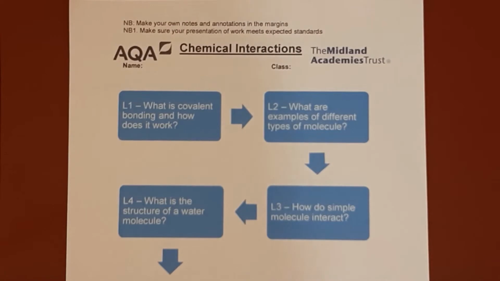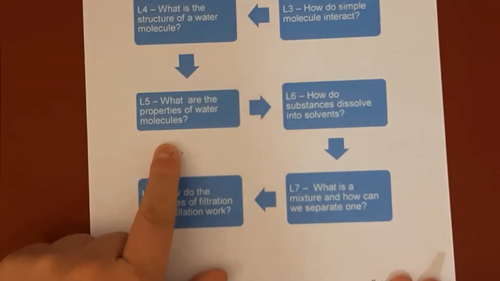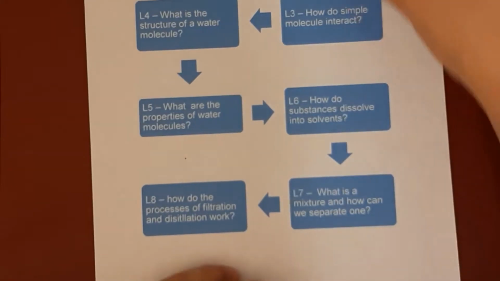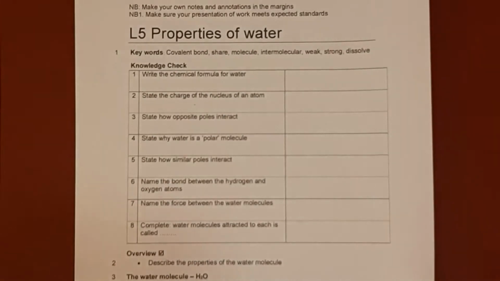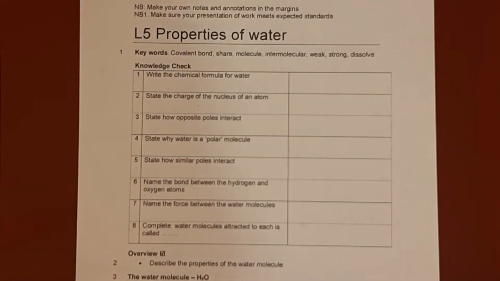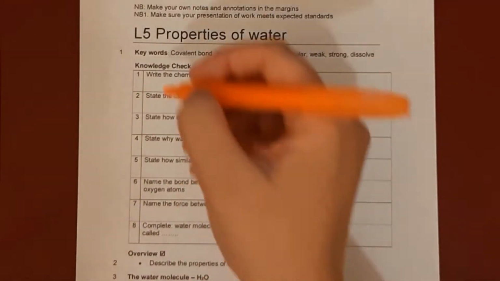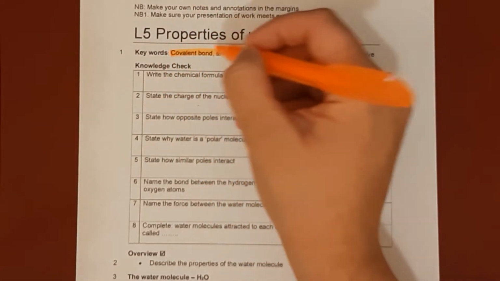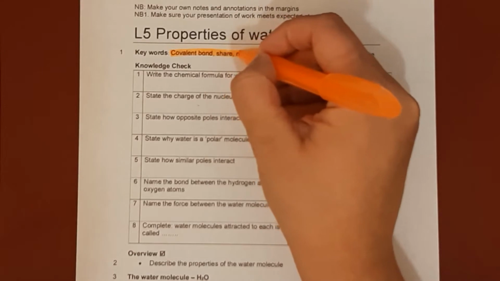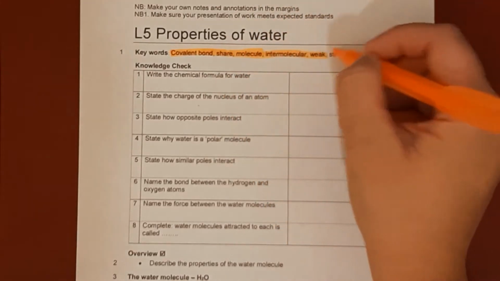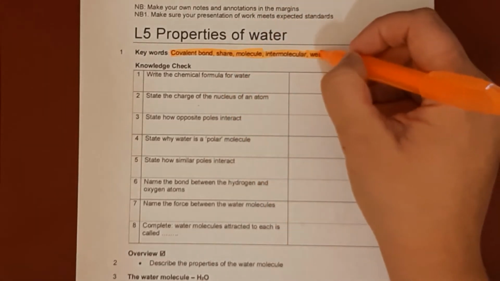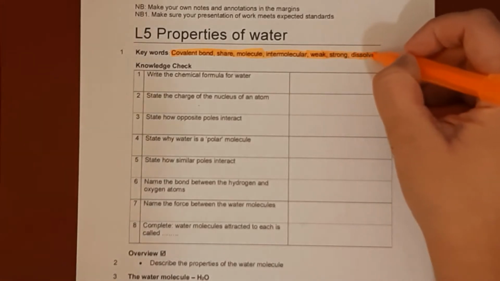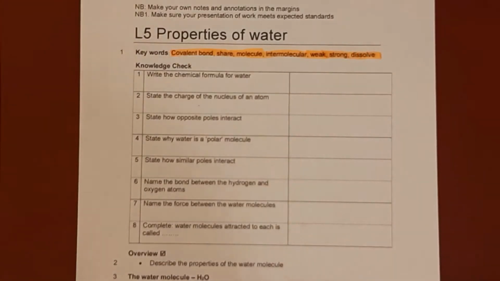This is Mrs. Castanera and we are doing Lesson 5, What are the properties of water molecules? So Lesson 5, Properties of Water. Today the keywords are covalent bond, which we should already know what that is, share, as in the sharing of electrons, molecule, intermolecular, as in intermolecular forces, weak, strong, and dissolve.